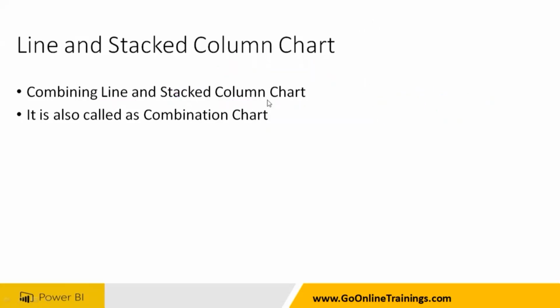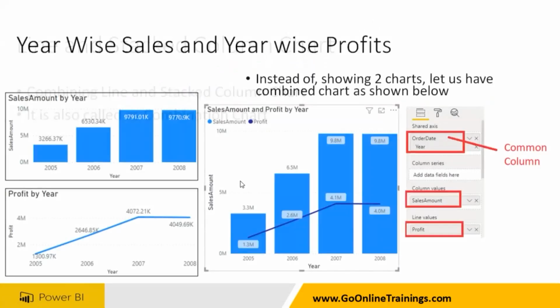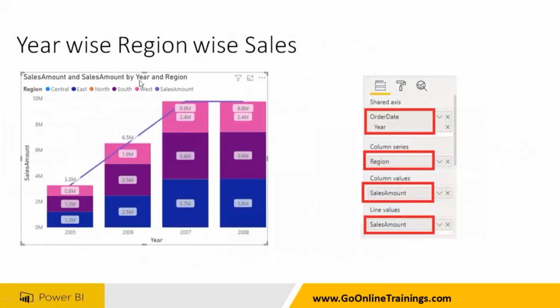Which is very, very simple, combining what? Two charts, the line chart and the column chart. That is what this is. Year-wise sales amount and year-wise profit. That is what I would like to show. Year-wise, region-wise sales, you can have it like this as a stacked column chart. In both places I drag and drop sales amount, because I would like to know how the sales are growing.